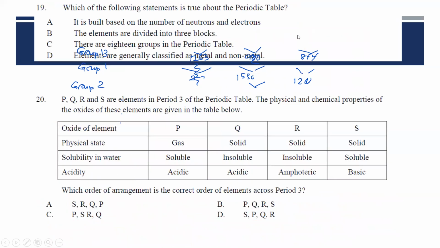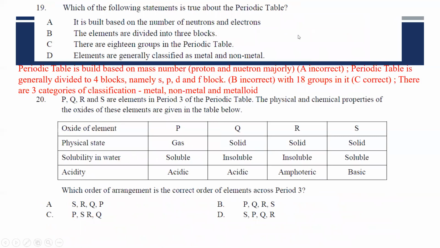Okay, so finishing number 18, we go to number 19. P, Q, R, S are elements in the period three of the periodic table. The symbol and physical and chemical properties of the oxide of this element are shown below. So oxide of element P, Q, R, S, physical: gas, solid, solid, solid. Solubility in water: P very soluble, Q and R insoluble, and then S is soluble. In terms of acidity, P and Q are acidic, R and S are amphoteric and basic respectively. Which is the correct order of the electron arrangement for the elements in here?